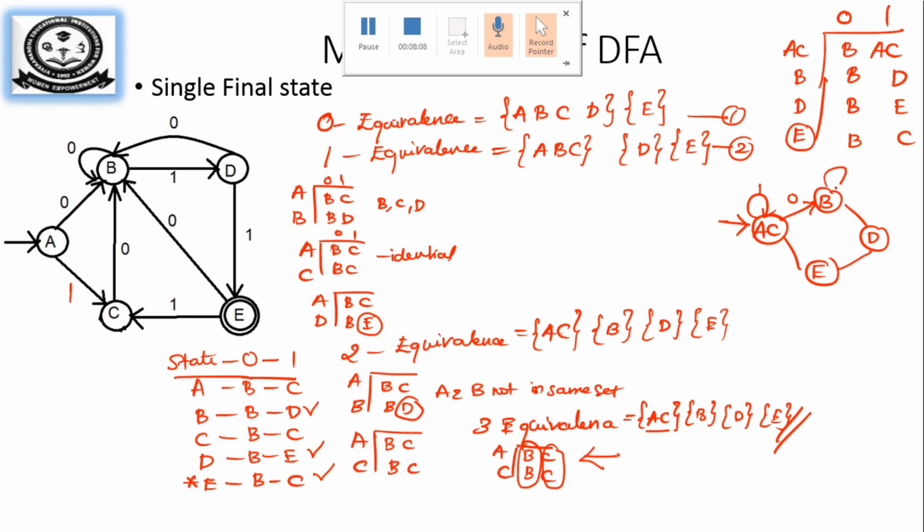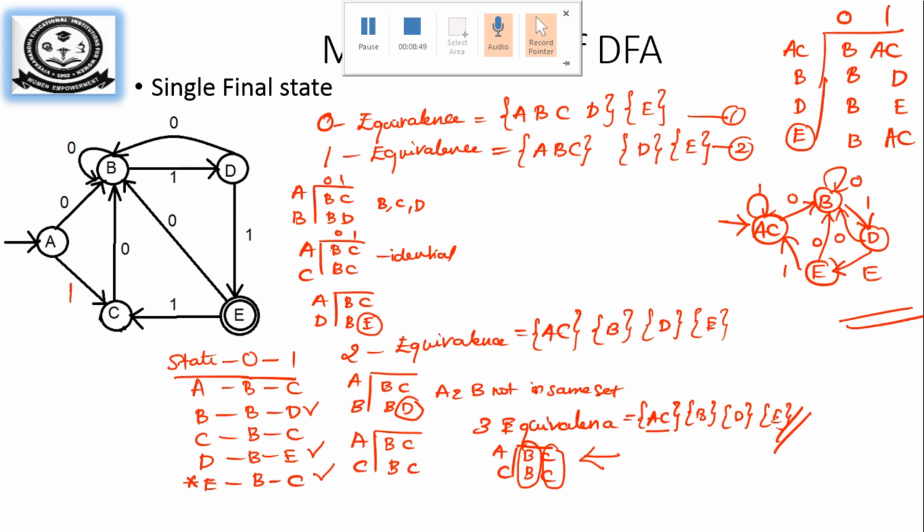And for B it has a self transition on 0, and for 1 it goes to D, and for D you put an arrow mark here for 0, and for D on 1 it goes to E. And for E on 0 it goes to B, and E on 1 it goes to C, and here C and A are in the same set, so we will write AC here, so it will be 1. So this is your minimized DFA for the given DFA diagram, right?